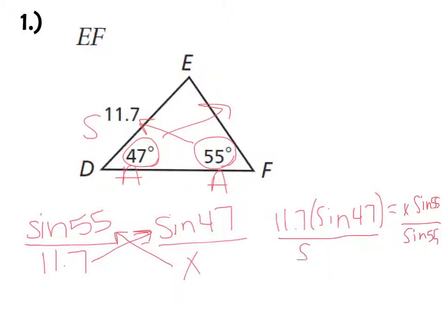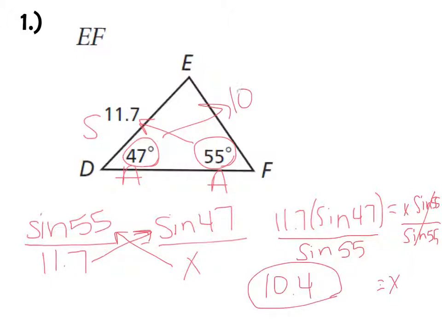You work at the pace and take as many steps as you need to be successful. So at this point, I'm just going to type this in my calculator. 11.7 times the sine of 47, close that parenthesis, divided by the sine of 55, and I get 10.4. So this would be 10.4. And I can tell that that's a reasonable answer. If 55 degrees made a side of 11.7, then 47 degrees should make a slightly smaller side, but not that much smaller. So 10.4 seems like a reasonable answer there.